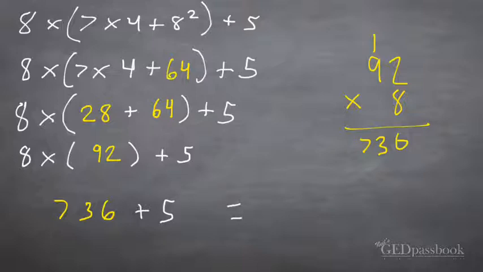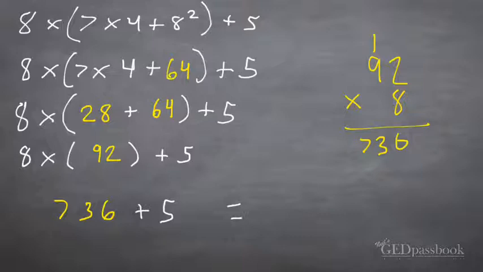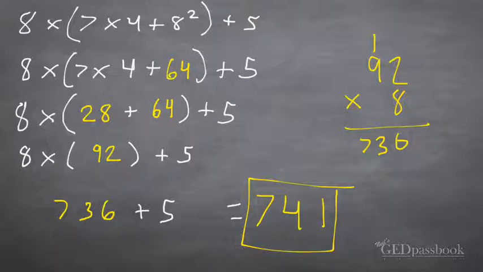What's my last thing I've got to do? Obviously, the only thing that's left. 736 plus 5. What does that become? What's 736 plus 5? Do you see how PEMDAS works? You guys know how to do this, right?